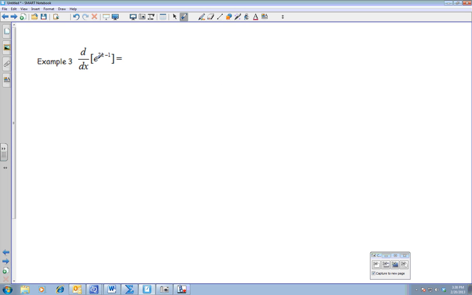Okay, so let's do a couple of examples. Okay, this would be an e to the u problem, right? Because I have something other than x. So the derivative of this would be e to the u, e to the 2x minus 1, times the derivative of my u, times 2x. And I would normally rewrite that as 2x e to the 2x minus 1.